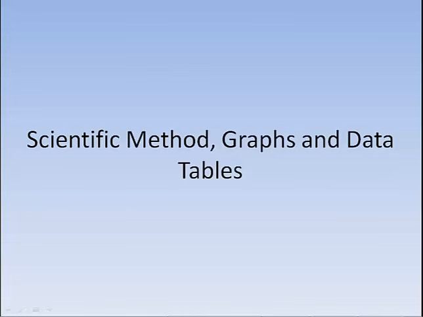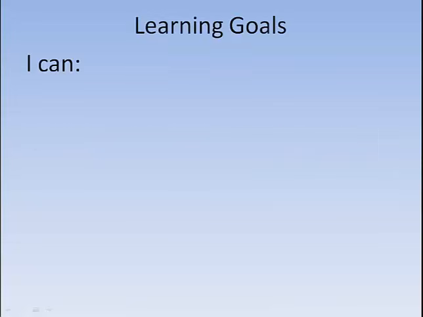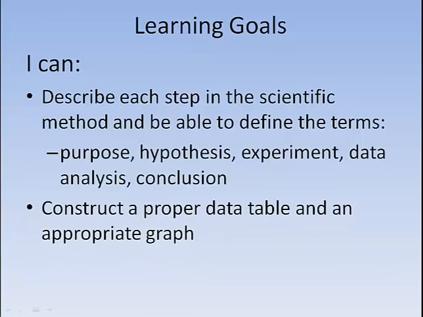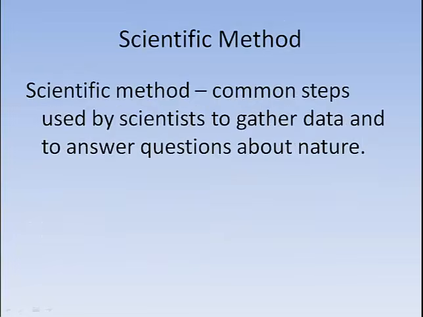Scientific method, graphs, and data tables. Our learning goals are: describe each step in the scientific method and be able to define the terms purpose, hypothesis, experiment, data analysis, and conclusion, and to be able to construct a proper data table and an appropriate graph.